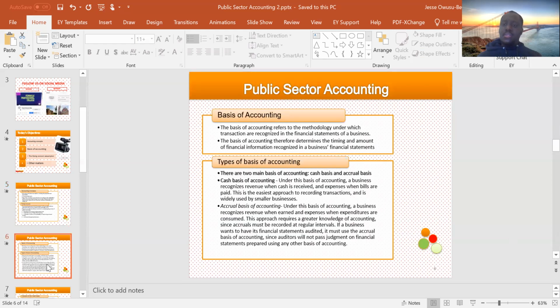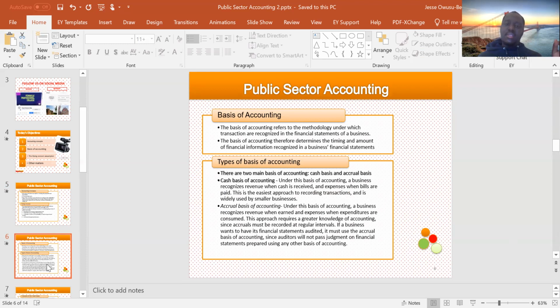Then let's talk about the basis of accounting, right? The basis of accounting simply means the methodology under which transactions are recognized in the financial statements. What is the process? What is the methodology? What is the brain behind the recognition of transactions in the financial statements? The basis of accounting, therefore, determines the timing and amount of financial information recognized in a business's financial statements.